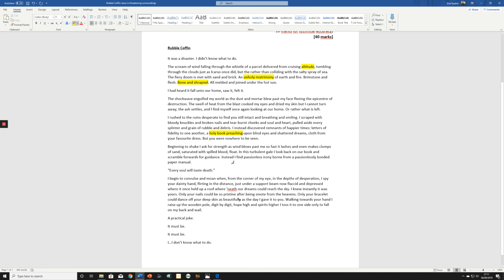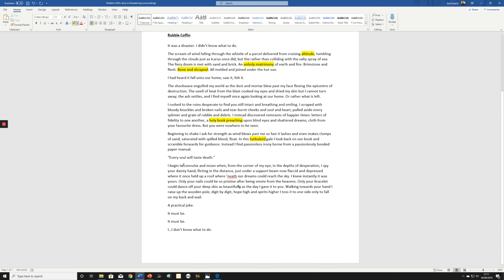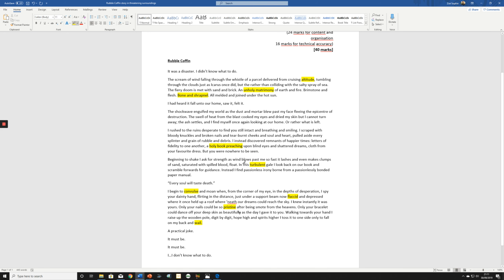Personification of the book, preaching, turbulent, sort of like the storm in the picture of the shipwreck. Convulse, fit, flaccid, floppy. Pristine, neat. Whale to call out. So there's more here, I think, but the vocabulary is excellent.